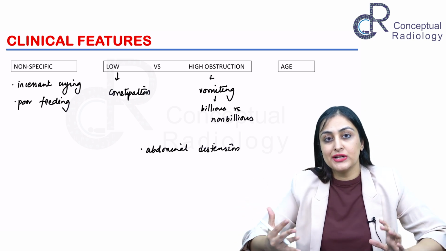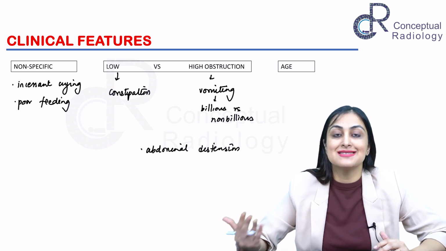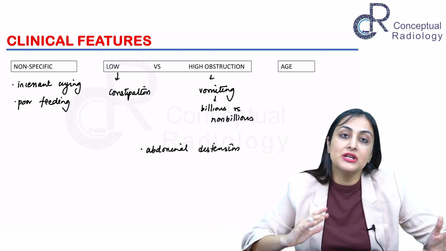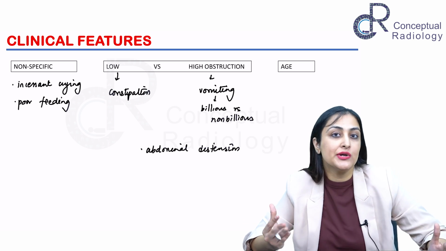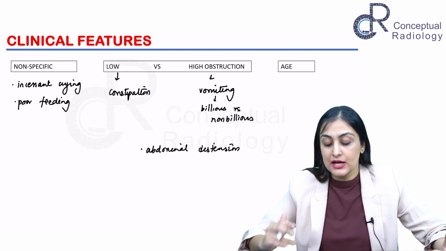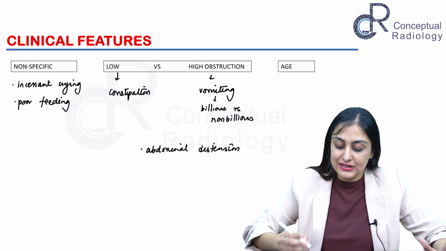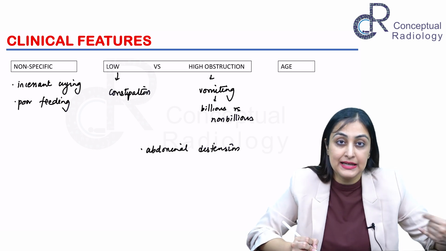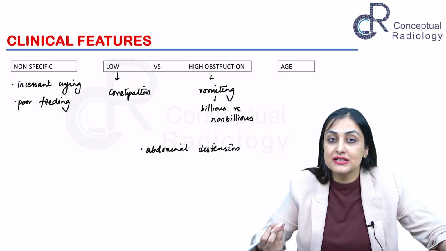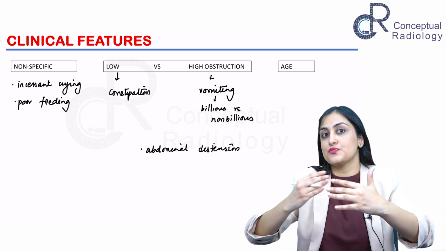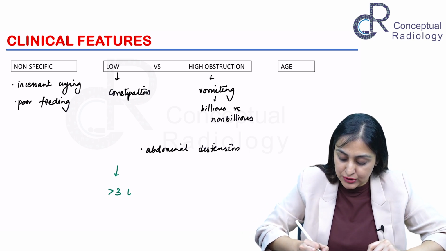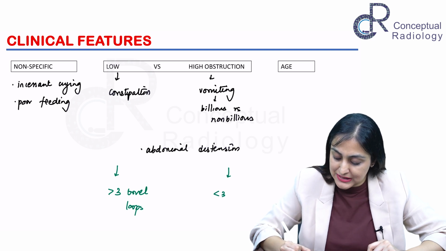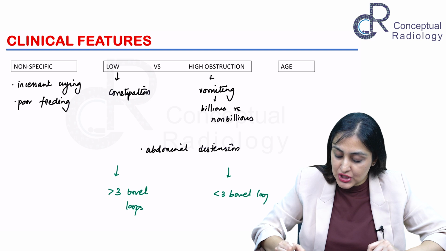Now, just to correlate here itself, even though it's not a clinical symptom, when we look at the abdominal X-ray, how do I know whether it's high obstruction or low obstruction? It's going to be on the number of bowel loops that I'm seeing. So if you see more than 3 air fluid levels or more than 3 dilated bowel loops, that suggests that the obstruction is lower down, right? So just to correlate here itself, this is going to be more than 3 bowel loops which are dilated, and high obstruction is going to be less than 3 bowel loops which are dilated.